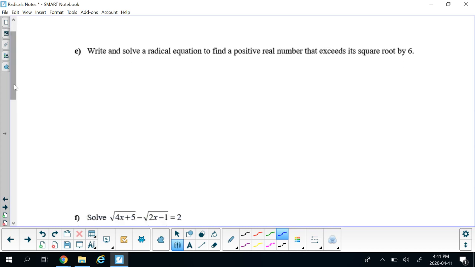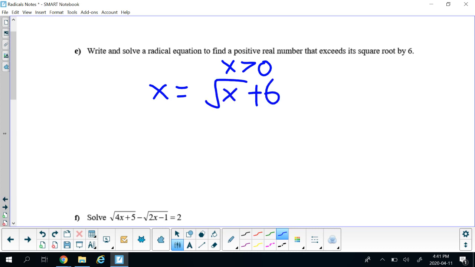Okay, let's do our next question. Next question is write and solve a radical equation to find a positive real number that exceeds its square root by 6. So let's take a positive real number first. Let's take that is x, okay? X is greater than 0, okay? So according to question, our x is equal to square root of x plus 6.